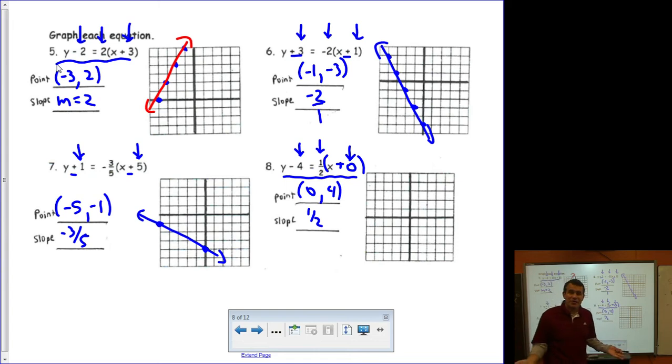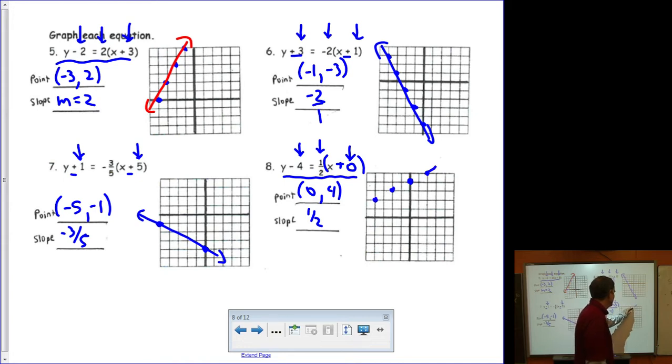So I would start to graph this line by graphing the point, which is 0, 4. And the slope is telling me up 1, right 2, or down 1, left 2, down 1, left 2. And so my line looks something like that.